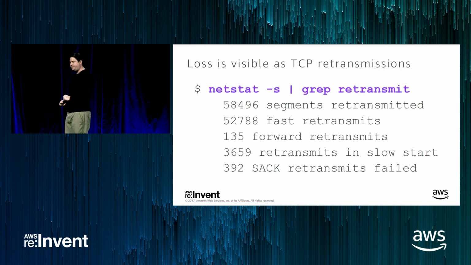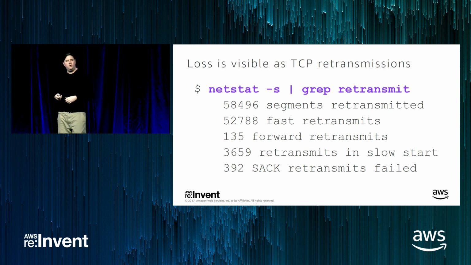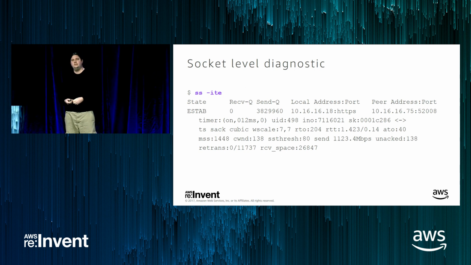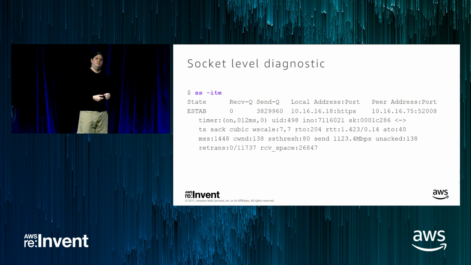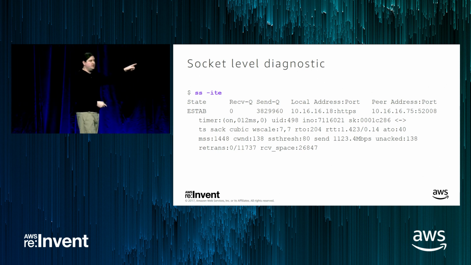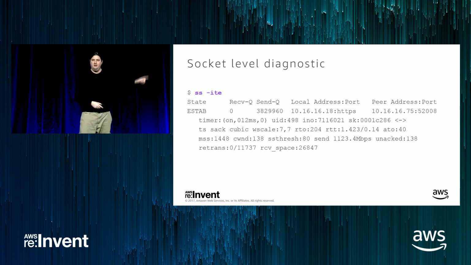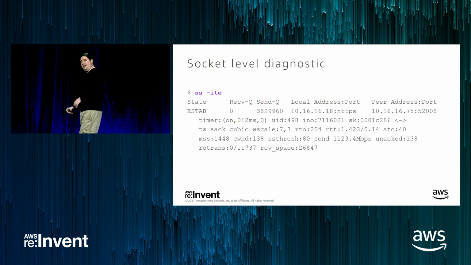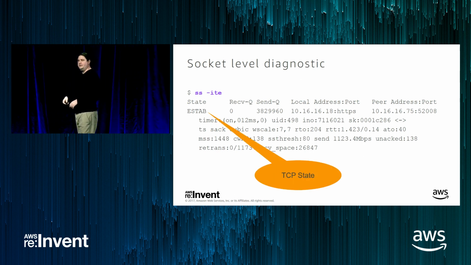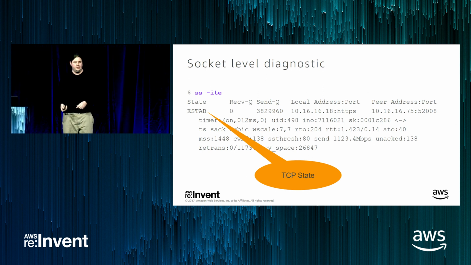Let's find out. If you want to go a little bit more fine-grained than netstat, you can use the socket statistic tool, or SS. And the socket statistic tool will give you a huge wall of text about every single connection on your box. So this is one line from SS when I ran it locally. It has a lot of stuff there. I'm not going to talk about every single one of these, but I'm going to walk through a few of them. So the first thing we're going to find here is the TCP state. So this is an established TCP connection.